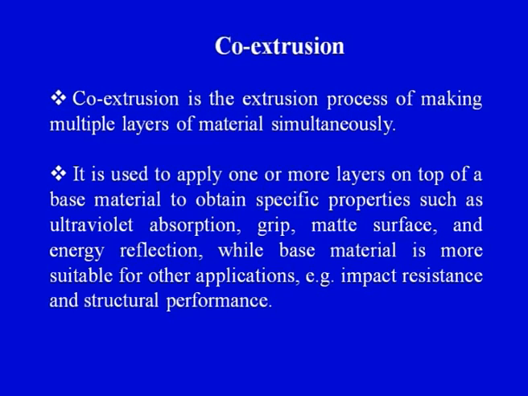Now what are the specific properties that are desired? These specific properties are such as ultraviolet absorption, grip, sometimes we want to have a matte surface, and sometimes we require energy reflection. So the base material is more suitable for some specific applications like impact resistance or structural performance, and the top coating can have certain resistance to ultraviolet radiation, or maybe provide a matte surface, or in some cases only a good surface finish.